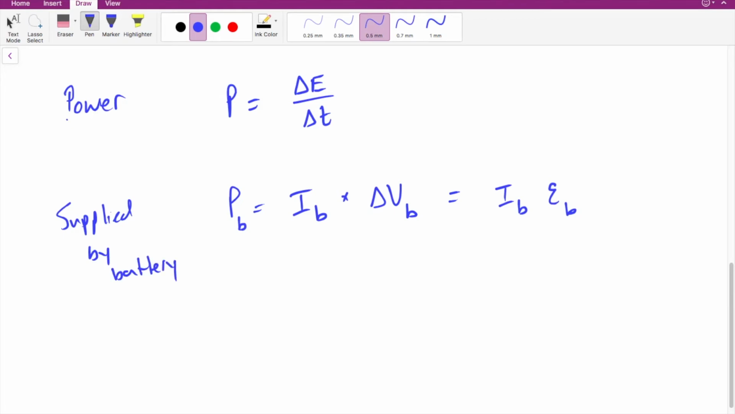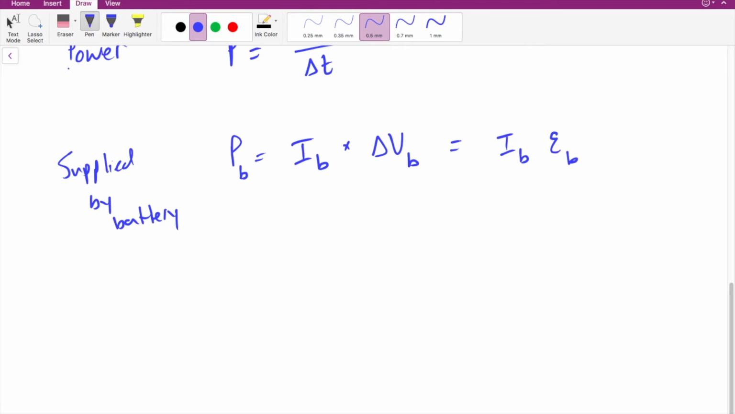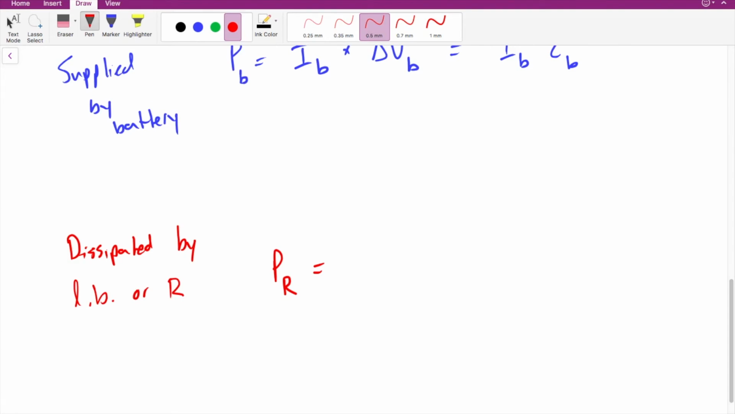And the amount of power dissipated by our light bulbs or by our resistors or whatever component we have in our circuit here, we'll say the amount of power dissipated by a light bulb or a resistor, P of R, is going to be equal to something similar: I of the resistor, so the amount of current going through that specific resistor or light bulb, times the change in potential across that resistor, so delta V R.